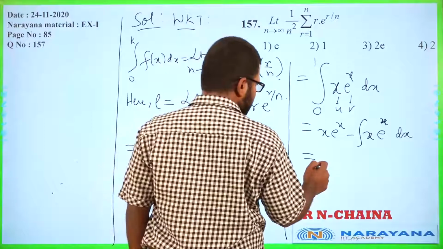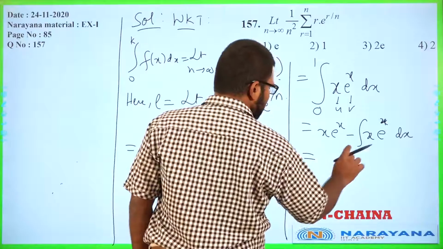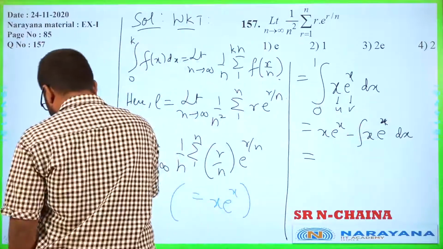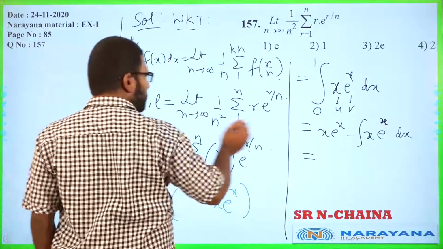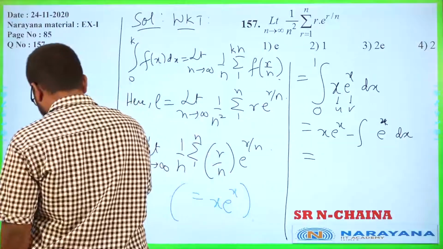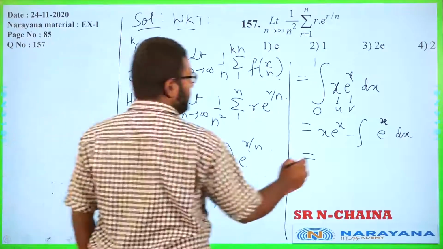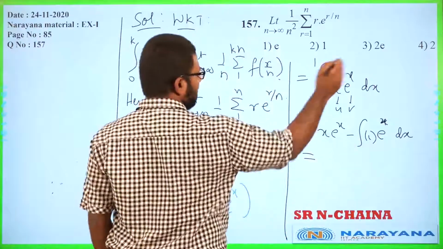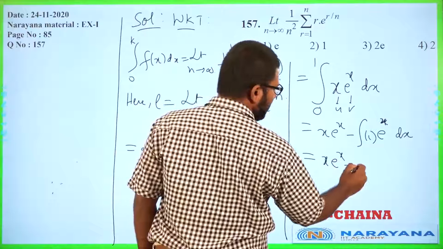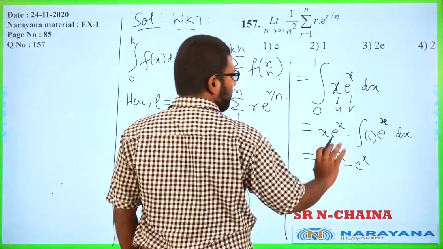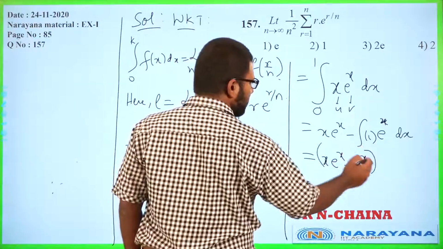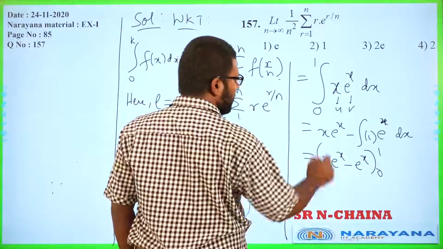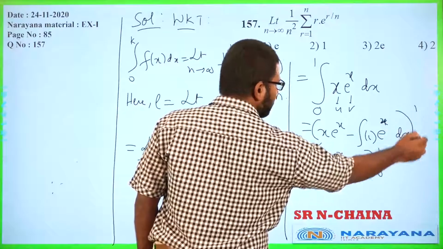So just derivative of x is 1 here, so 1 and the rest of it, so x e raised to x minus e raised to x plus c, instead of plus c we will put 0 to 1, right. This also we should have put 0 to 1.